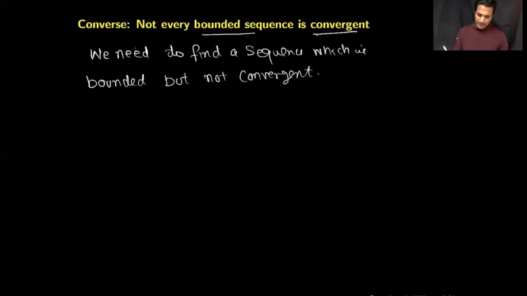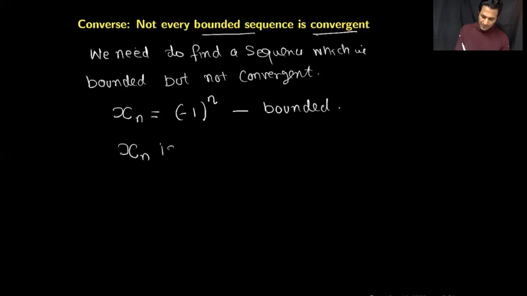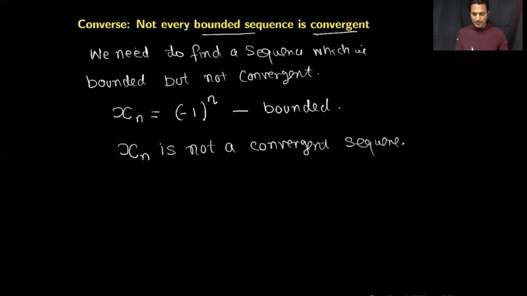So let's find a sequence. We need to basically construct or find a sequence which is bounded. As I showed you in the previous example, the sequence is bounded. And we also know that the sequence is not convergent. I showed that in my previous video. So this sequence is bounded, but we also know that xn is not a convergent sequence. So we have a counterexample which shows that a sequence can be bounded but not convergent.